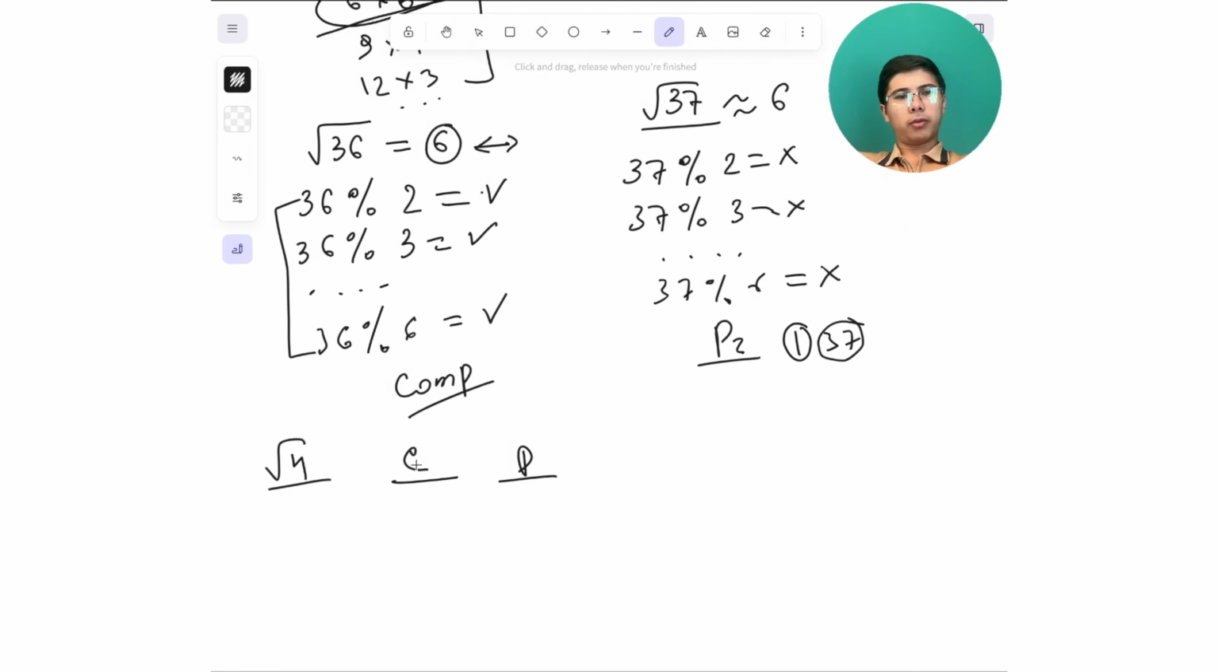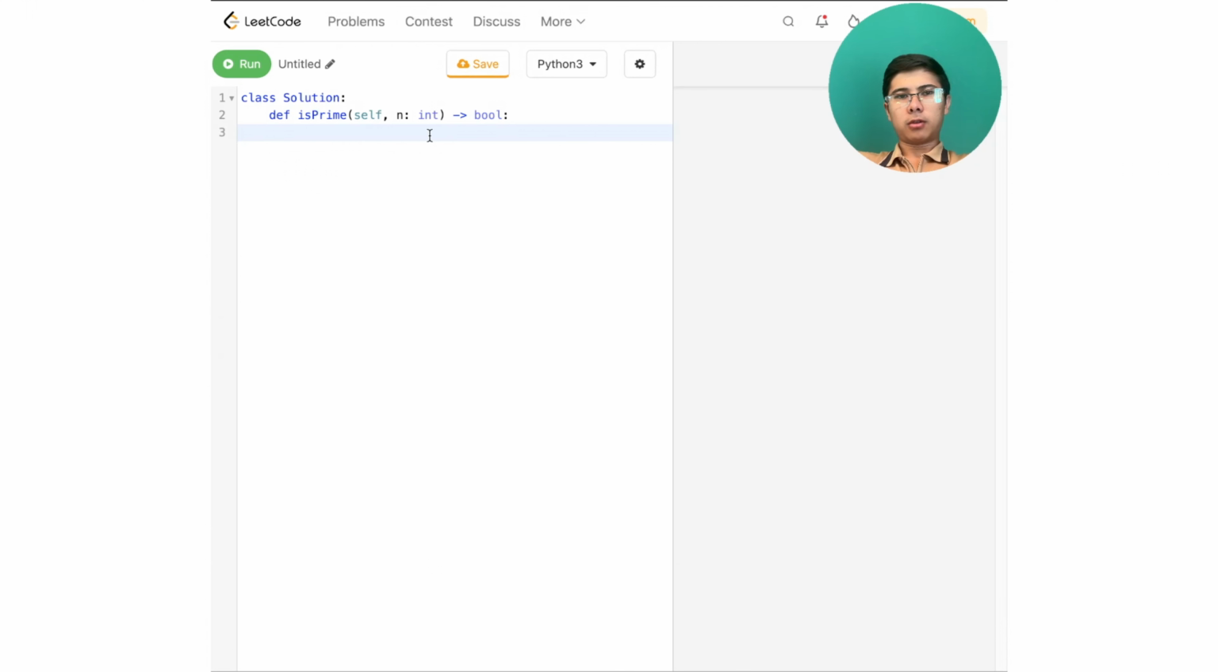So we can now convert this into the code solution. We have a function isPrime, with an integer input n. First we need to check whether it is less than or equal to 1. If so, we just return false, since it is neither prime nor composite. This is the first checking point.